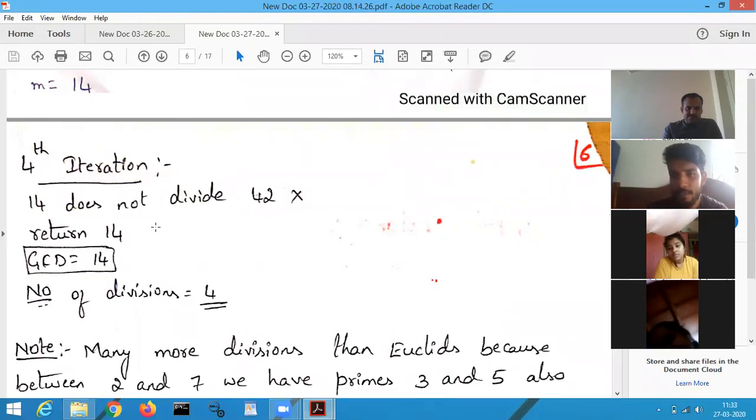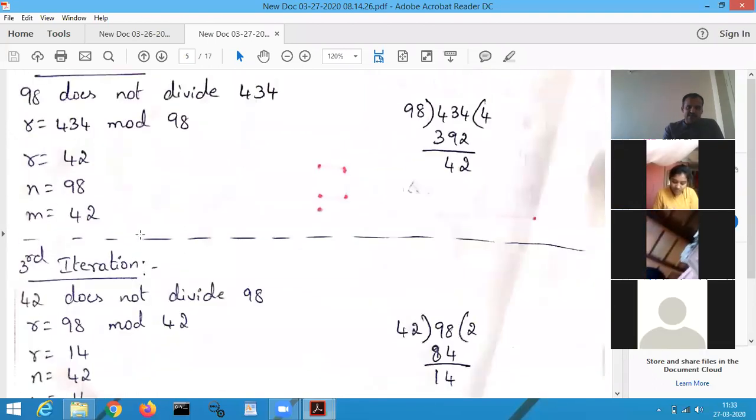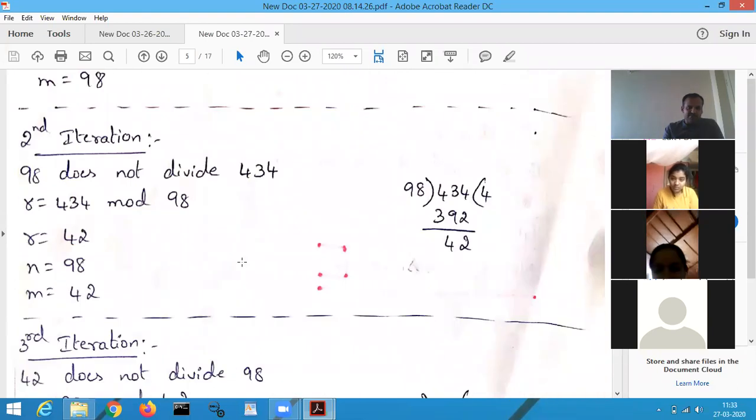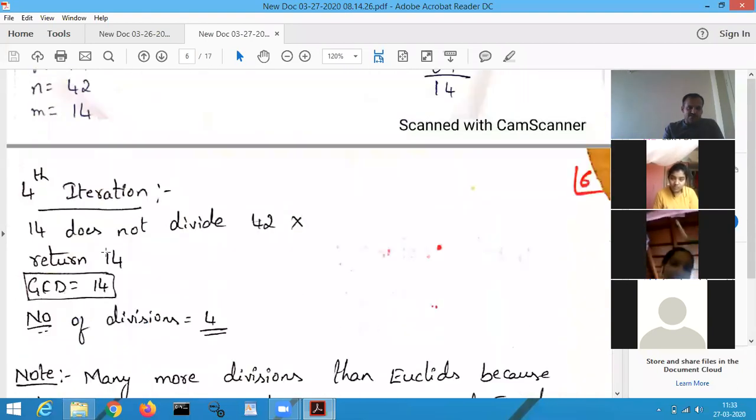See, 14 does not divide 42. False. That's why return. What is the last statement? Return m. What is return m? What is the value of m? 14. 14 is the GCD.